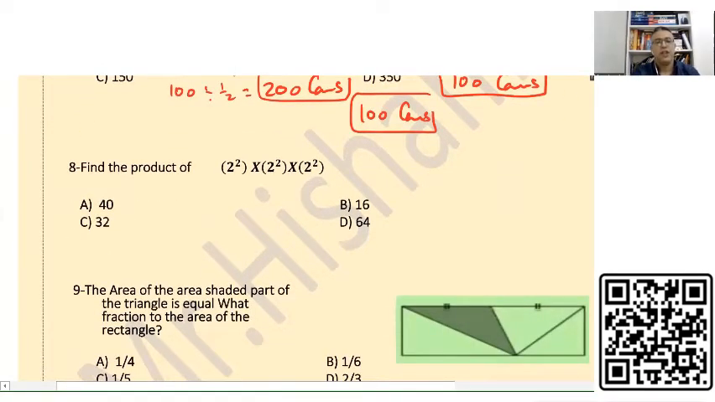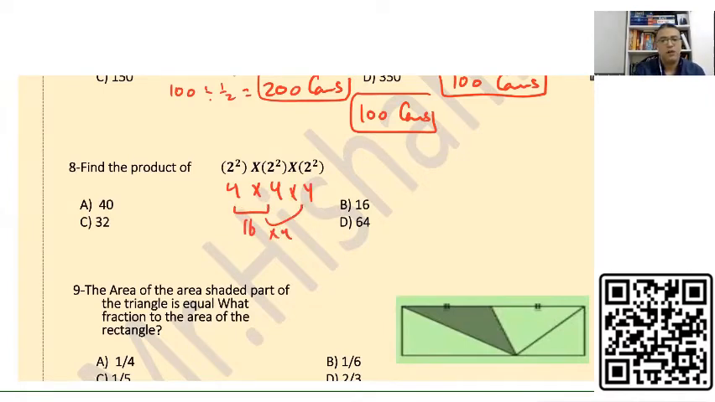Number 8, find the product of 2 to the power of 2 times 2 to the power of 2 times 2 to the power of 2. 2 to the power of 2 is 4, each time. 4 by 4 is 16. 16 by 4 is equal to 64.